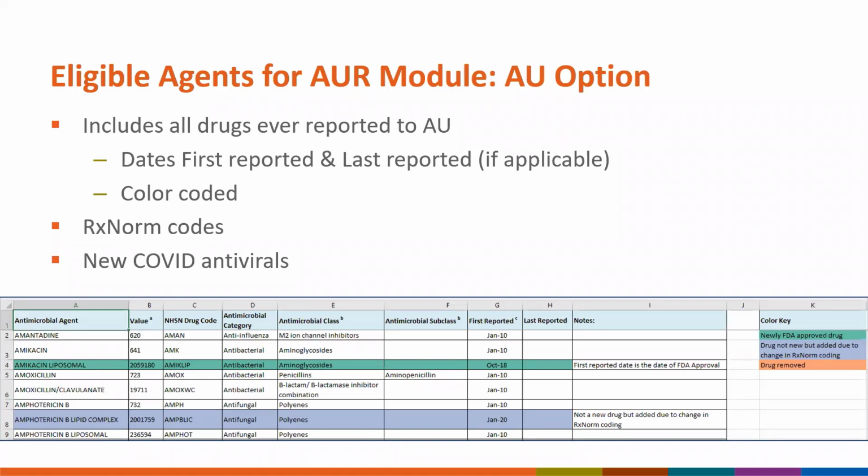You'll also notice that the values in column B have been updated to reflect the RxNorm codes per the update made to the AU drugs beginning in 2022. And finally, the updated AU spreadsheet also contains the 2 new COVID drugs I discussed earlier. Next slide, please.